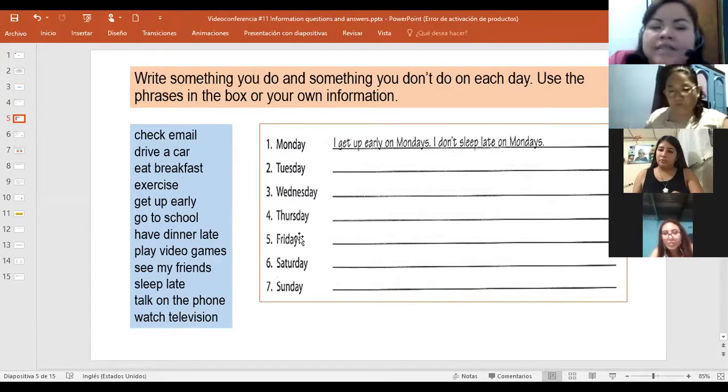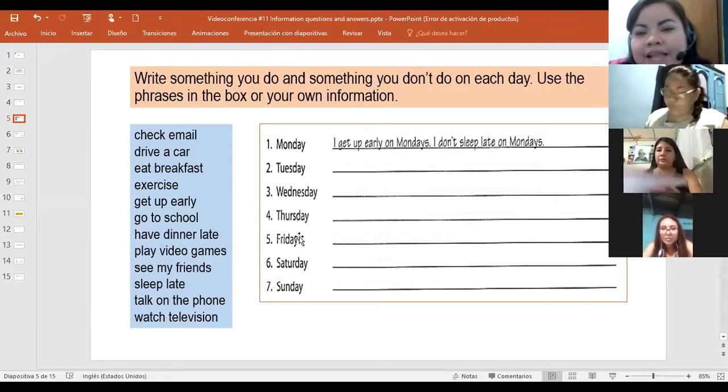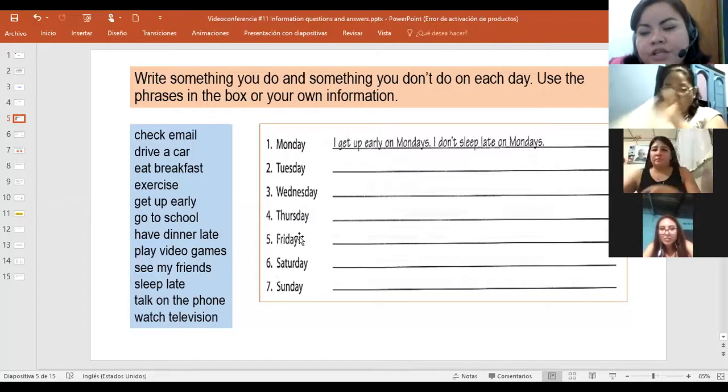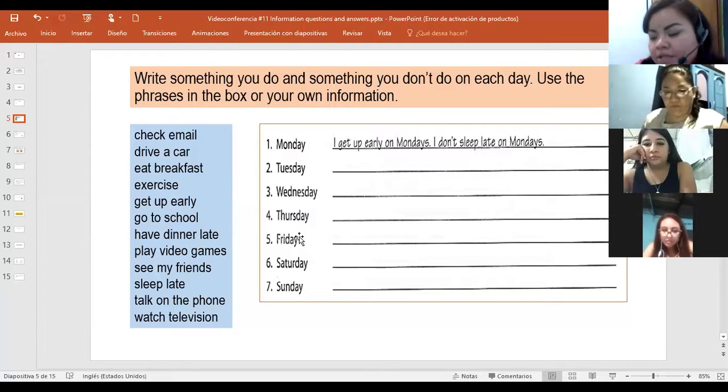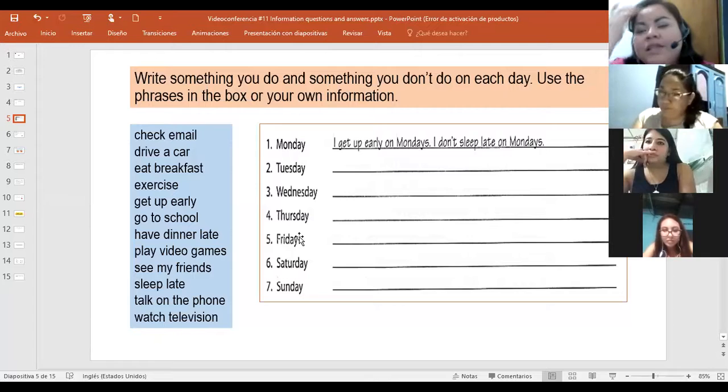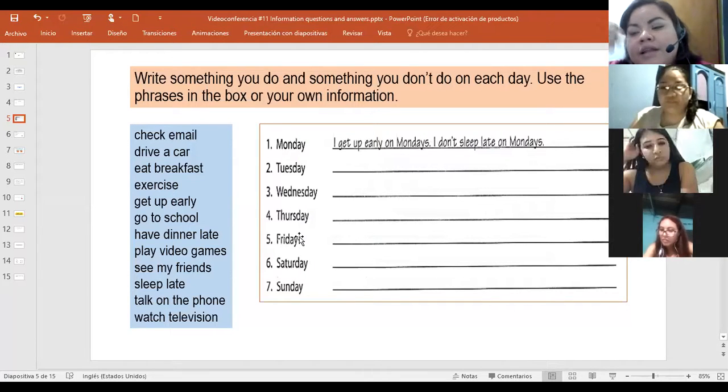And in this exercise, we were practicing negative sentences using do or don't, right? Sentences that we were working with activities that you do in your workplace or that you don't do in your workplace, right? Now, let us read some of the sentences that you have.